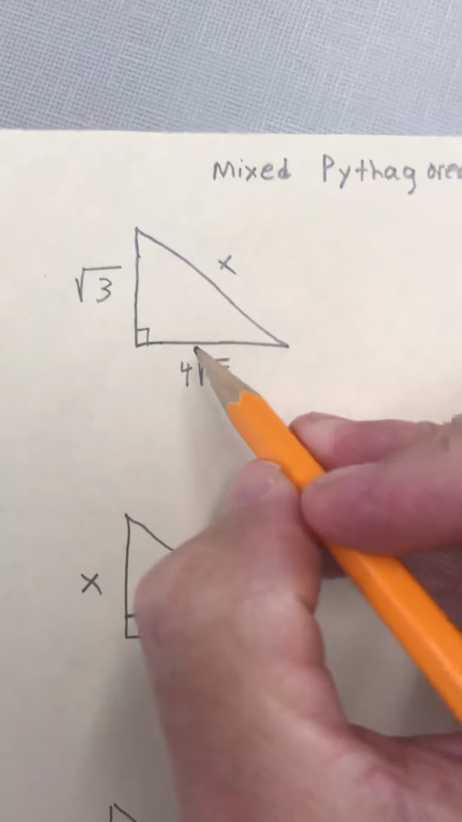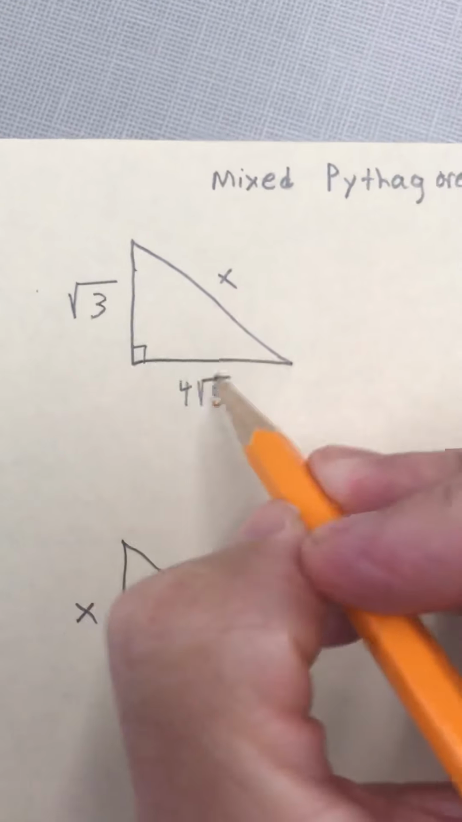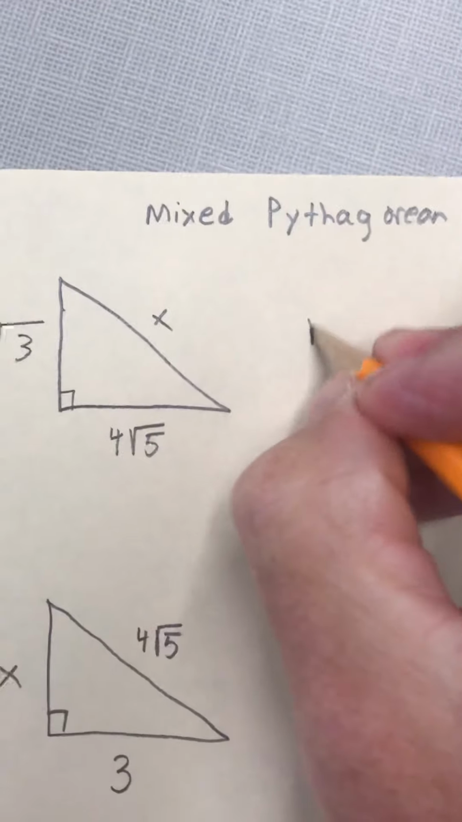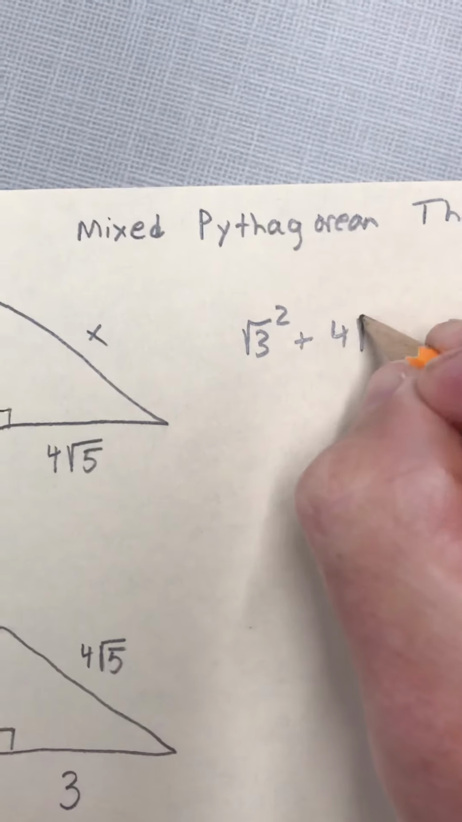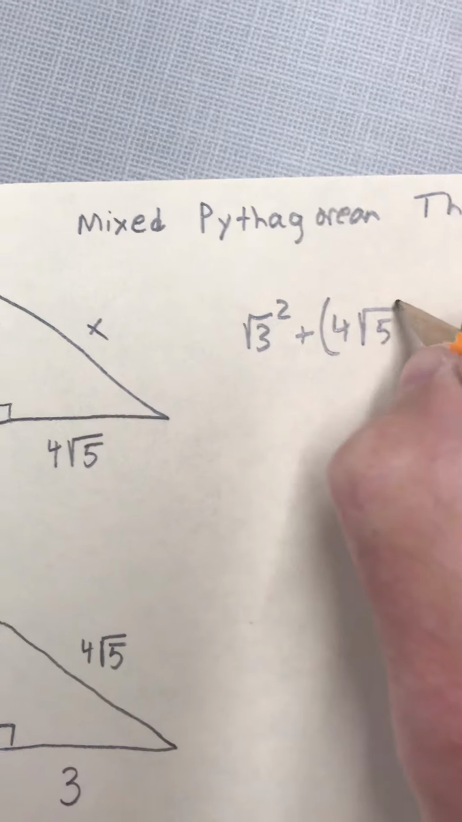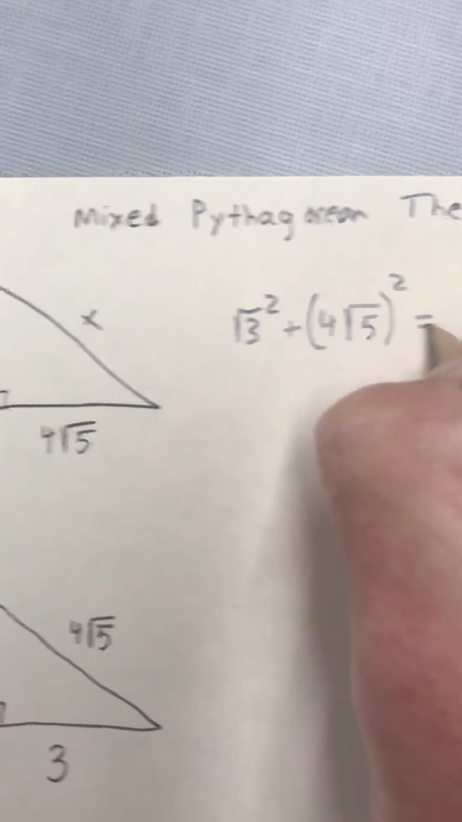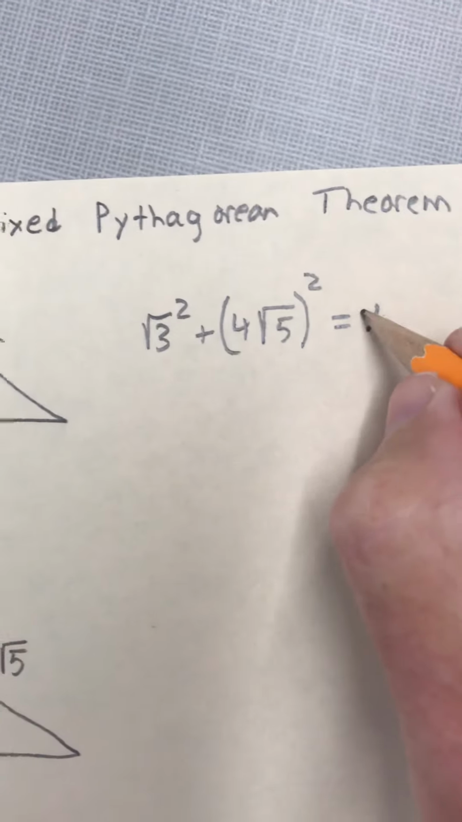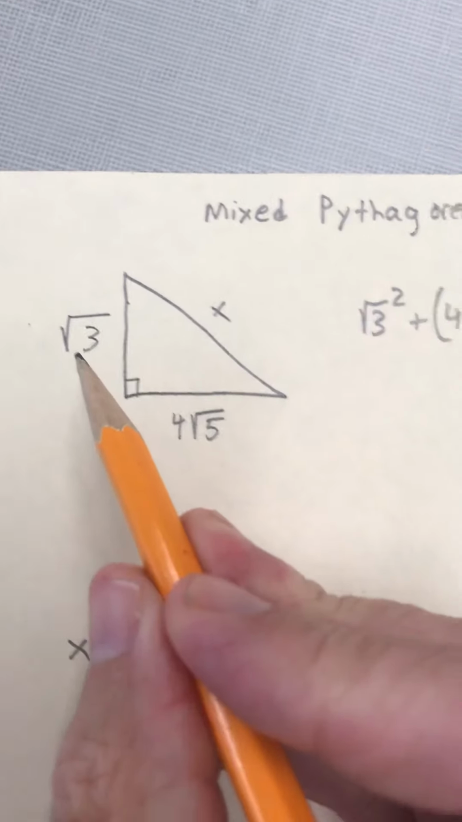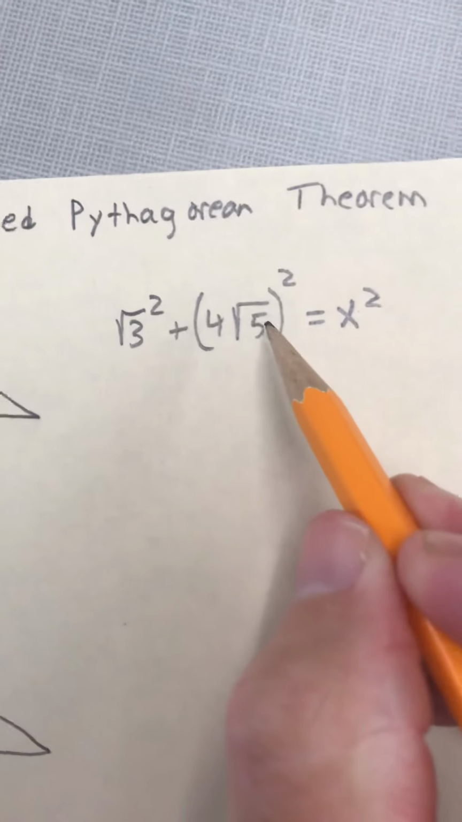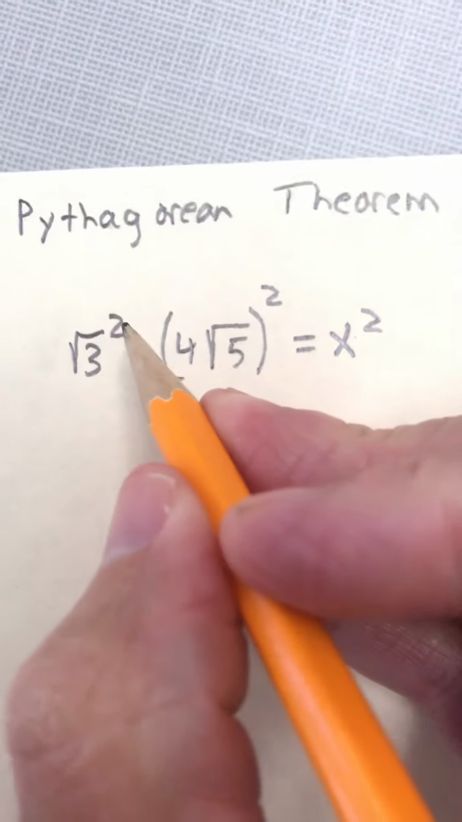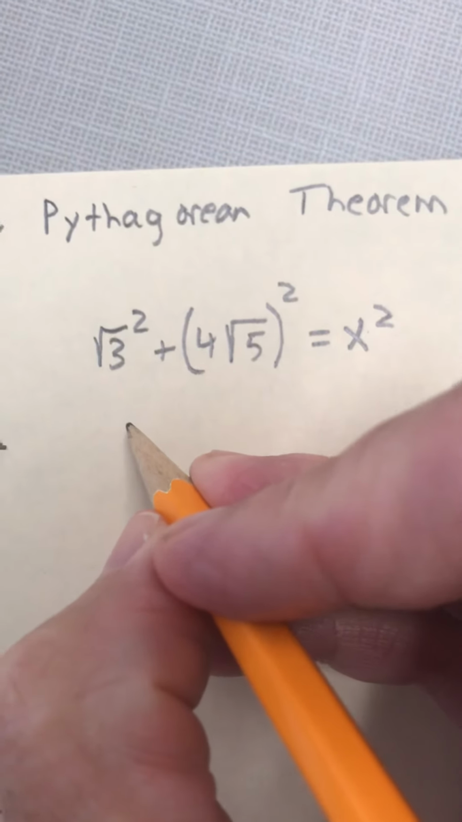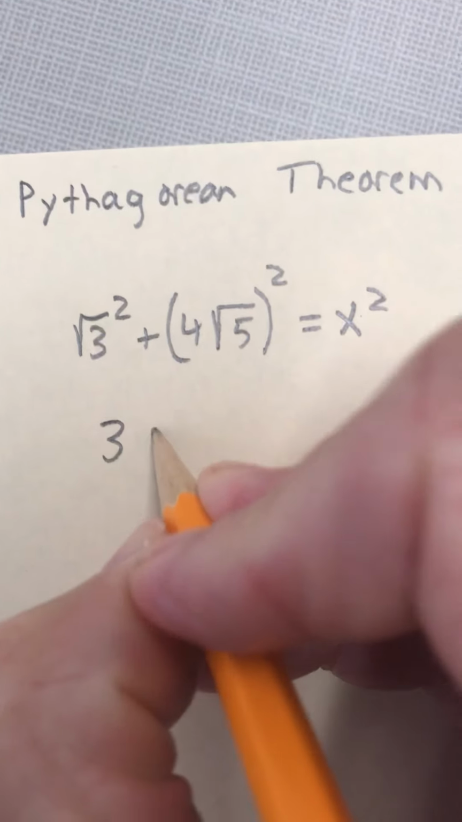Number one, let's make sure we know what sides are given. You're given two legs here. So let's set up our Pythagorean theorem. Radical 3 squared plus 4 radical 5, and we want to put that in parentheses, squared equals the hypotenuse squared, x squared. So let's just make sure you see that. Radical 3, notice I put that in parentheses. Okay, so when you do radical 3 squared, the radical and the squared cancel each other out.